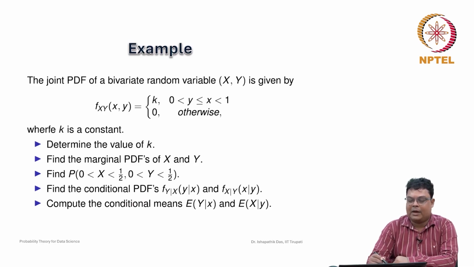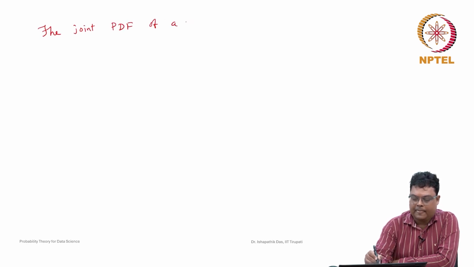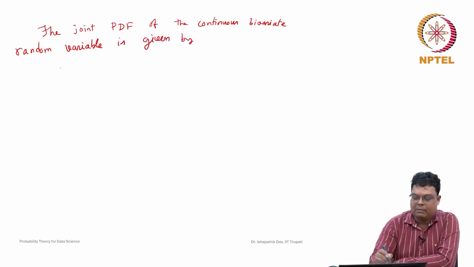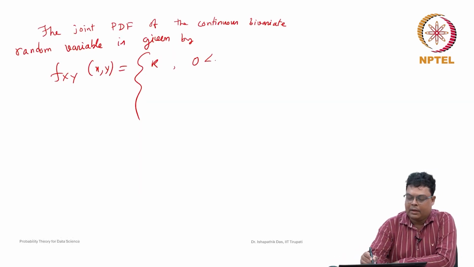The joint probability density function of a continuous bivariate random variable xy is given by f of x, y equal to k, a uniform distribution constant, whenever 0 less than y less than or equal to x less than 1, and 0 otherwise.